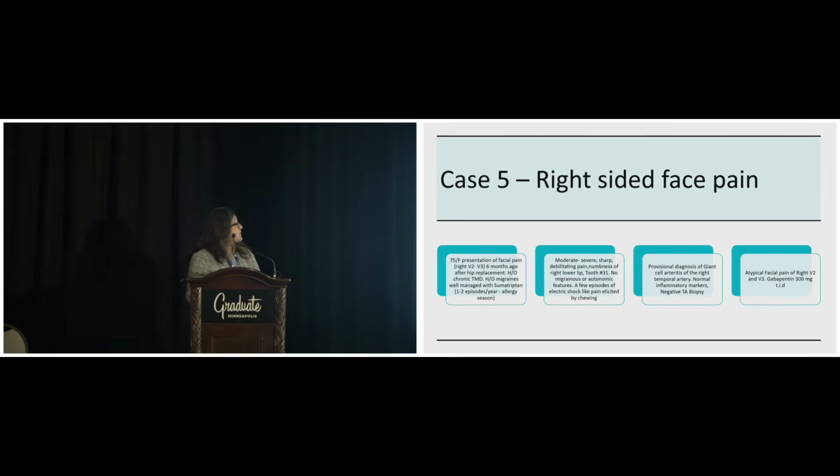This is our last case. This is a 75-year-old female presenting with facial pain, the right V2 and V3 area. Started after she had her hip replacement 6 months ago. Pain has a sort of dual presentation. She has a dull, sort of achy pain, limited range, as well as these occasional episodes of sharp pain. So it doesn't neatly fit into any box.